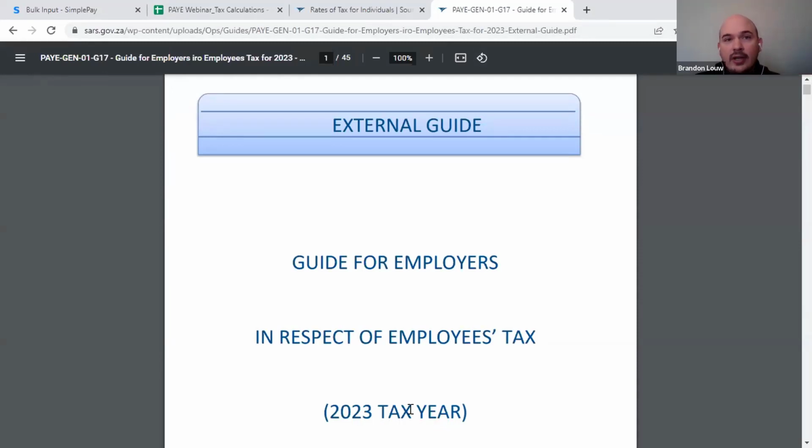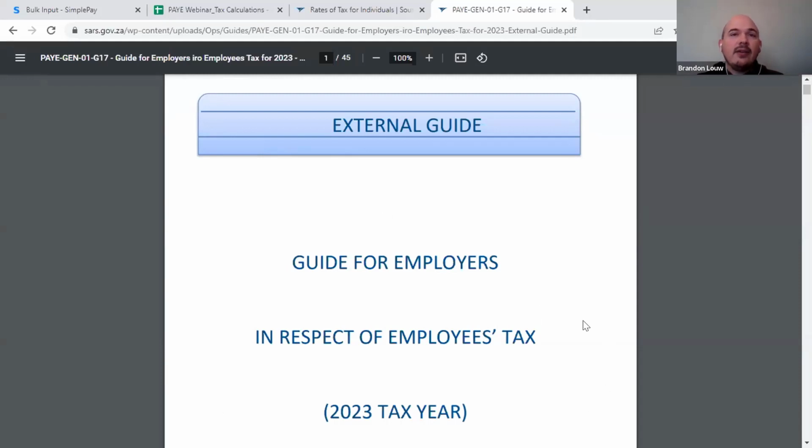Now, we are currently in the 2023 tax year, which runs from the 1st of March 2022 until the end of February 2023. A new tax guide, new employer's guide, is issued every year, but it only varies slightly with whatever small amendments there may be in legislation.